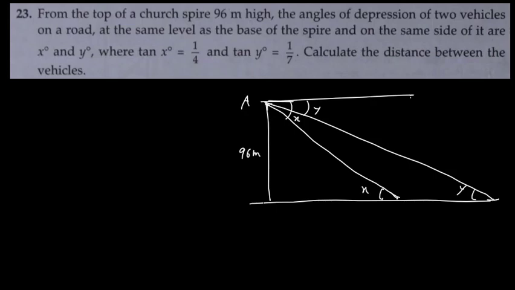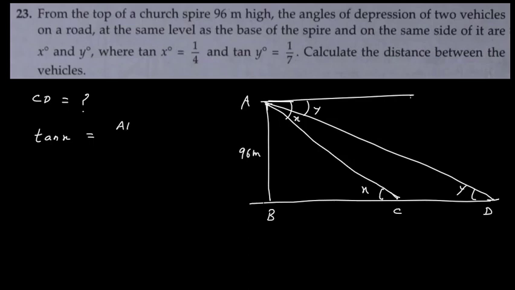Okay, let us name this as A, B, C and D. We have to find the distance between the vehicles. That means we have to find what CD is. CD is the question mark. Now here they have given tan x is 1 by 4 and tan y is 1 by 7. So let us first start with tan x.